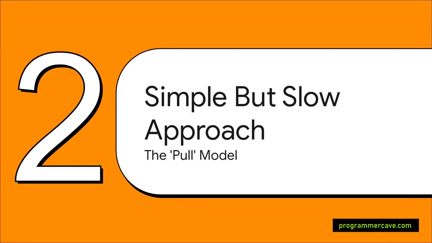So how do we get those fast reads? Well, let's start with the first idea that pops into most people's heads. It's called the poll model, or fan-out on read. It seems logical at first, but you'll see pretty quickly why it's a common trap.